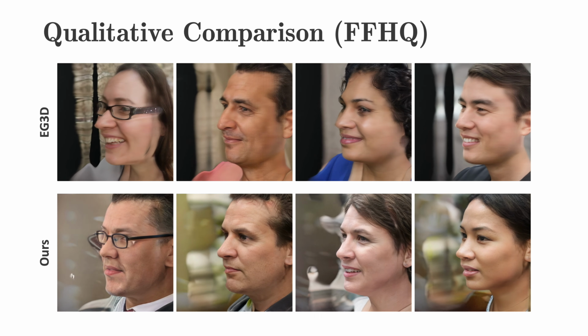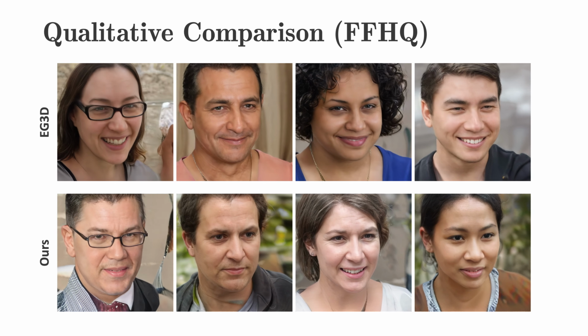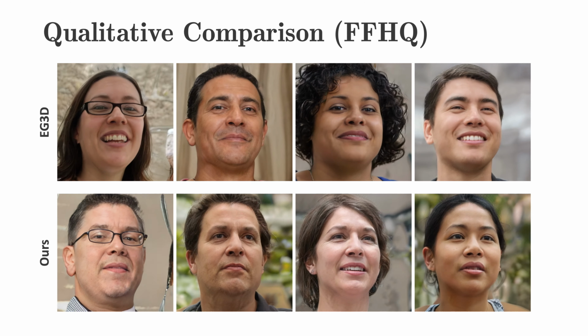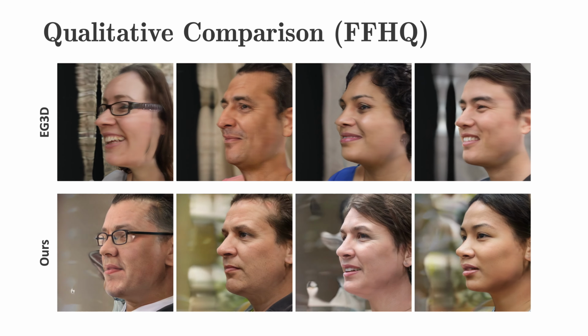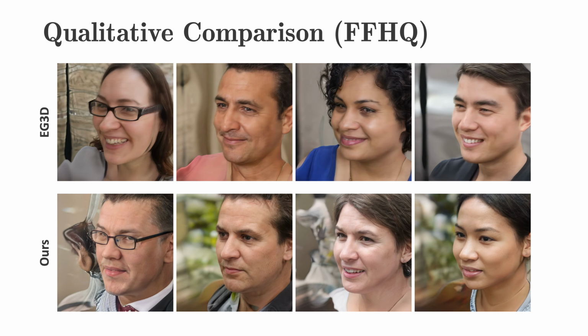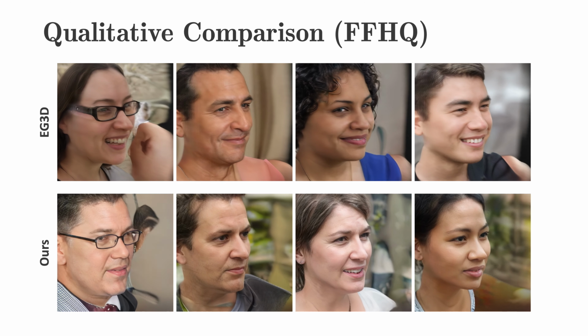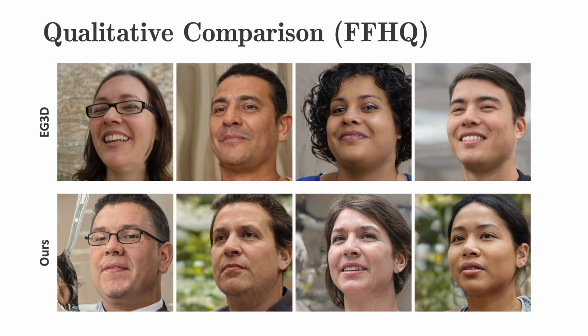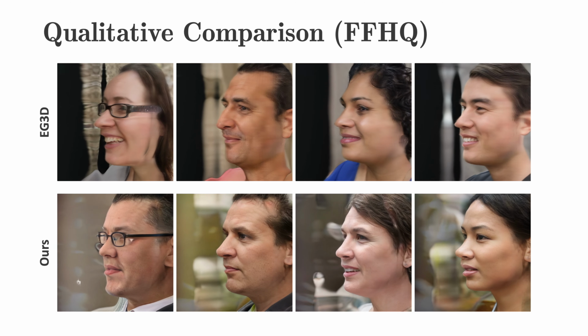In qualitative comparisons, we closely inspect results from our method and the former state-of-the-art EG3D. Both methods can produce realistic frontal views for the FFHQ dataset. However, when the angle of rotation is large, EG3D results have some artifacts, while our method preserves the image quality and especially the fine details.